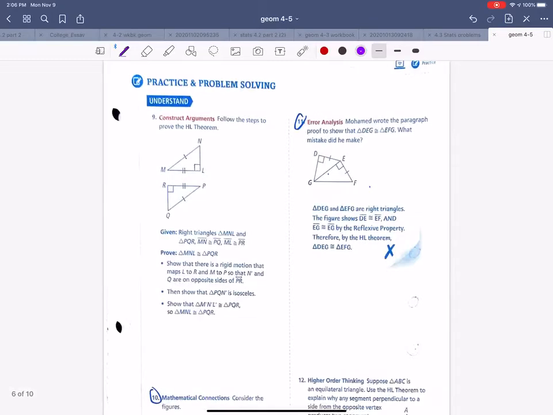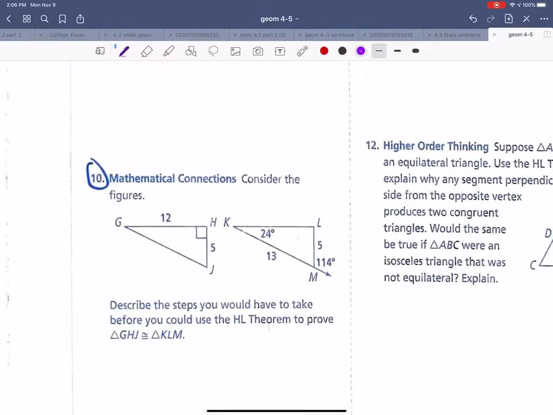Okay, so nothing on this page. Your first set of questions is 10 and 11. It says, consider the figures. Describe the steps you would take before you'd be able to use the HL theorem. So the HL theorem means you have two matching hypotenuses and you have a leg that's matching as well. We notice we've got a leg matching here, so that part is done. But we need the hypotenuses to match, and right now we don't know what this hypotenuse is.